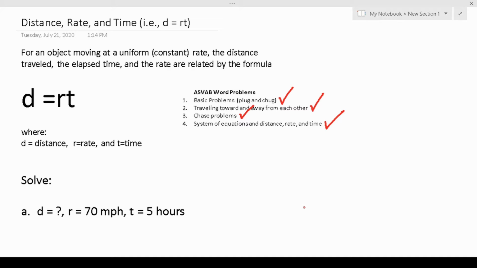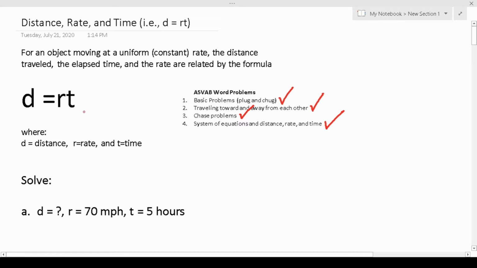On the ASVAB, you're not allowed to use a formula sheet or a calculator. And so in light of that, you're going to have to commit this distance formula to memory. And in addition, you're going to have to be able to do all this arithmetic by hand. So all those things being said, let's go ahead and get started with today's video.